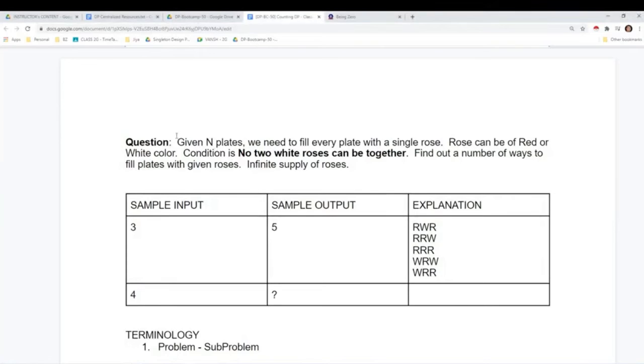Here, the question is: you are given n plates and you have to fill every plate with a single rose. A rose can be of red color or white color. So there are two kinds of roses, and you have infinite supplies of both. You have to tell how many total ways there are to place them. The condition is that two white roses cannot be put together.